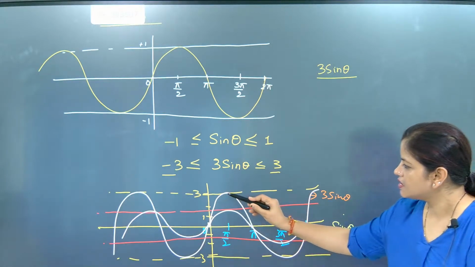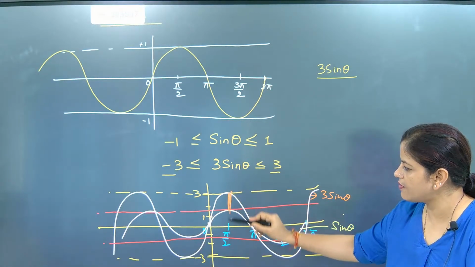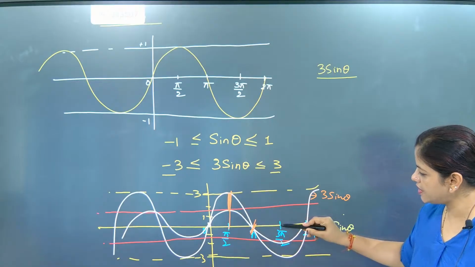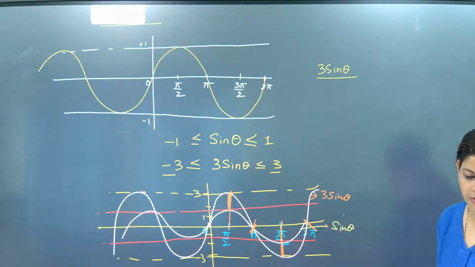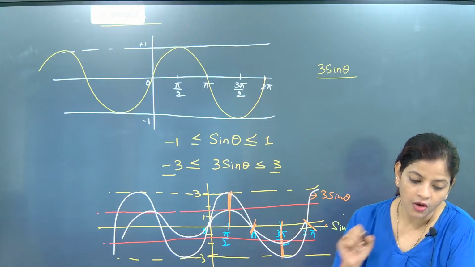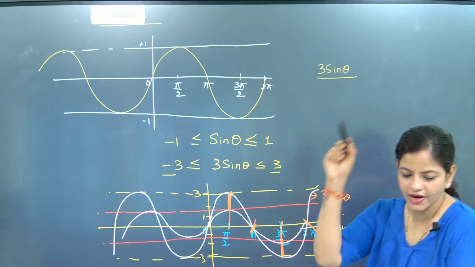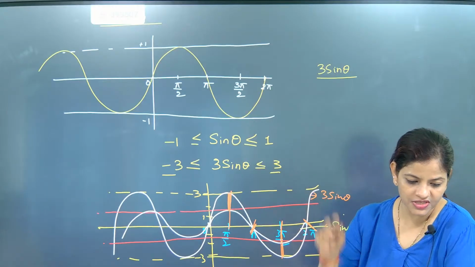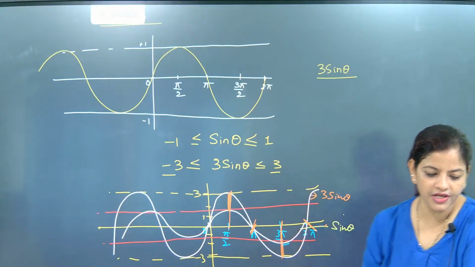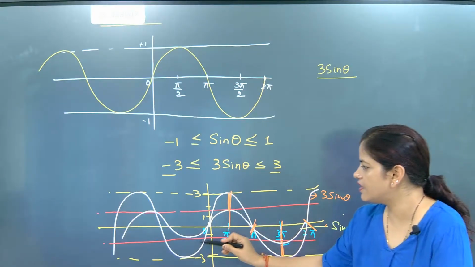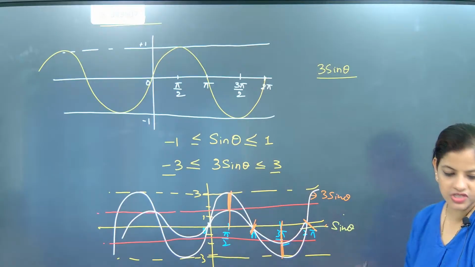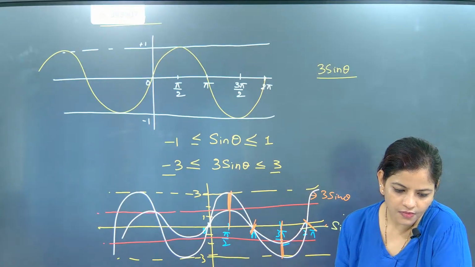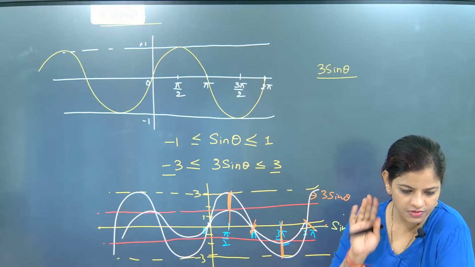This will be coming in the same part, this will be coming in the same part, this will be coming in the same part. So all will be the same, exactly the trough and the crest formation will be the same. Only one change will be there, and that is when you are drawing like this, the values will be changing, the maximum and minimum. That's the only thing.